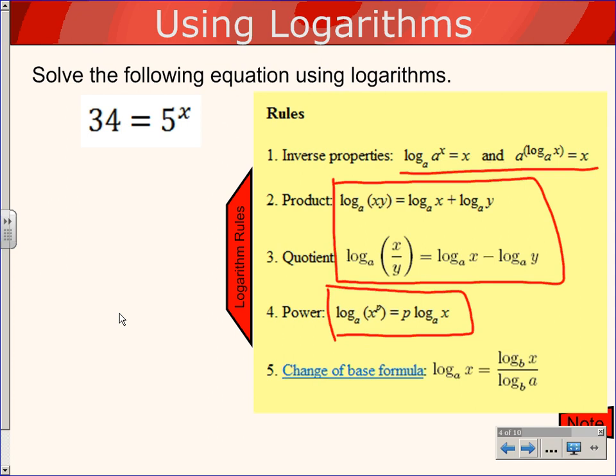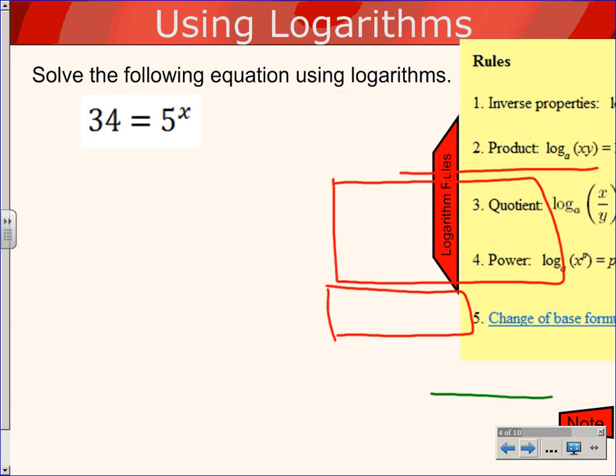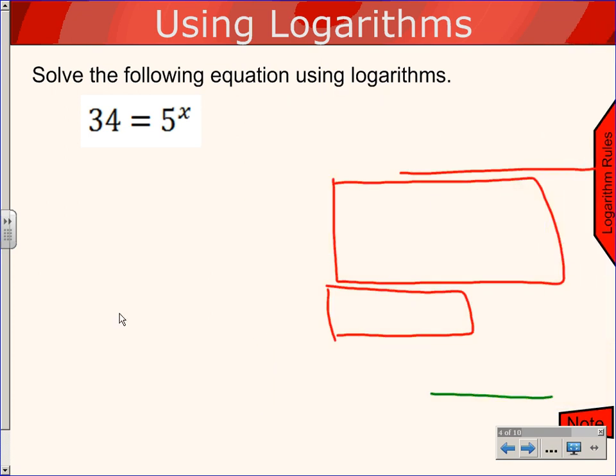So we're using those product and quotient rules. Hopefully they've been proven to you. The change of base formula is sometimes useful. I don't find I use it that often, but it is a nice little trick sometimes for some problems. Let me slide this out of the way.